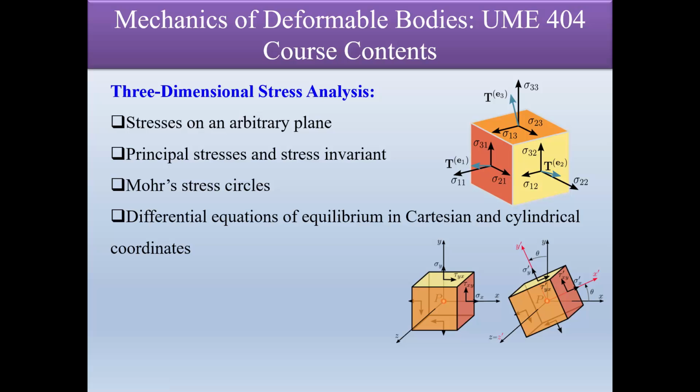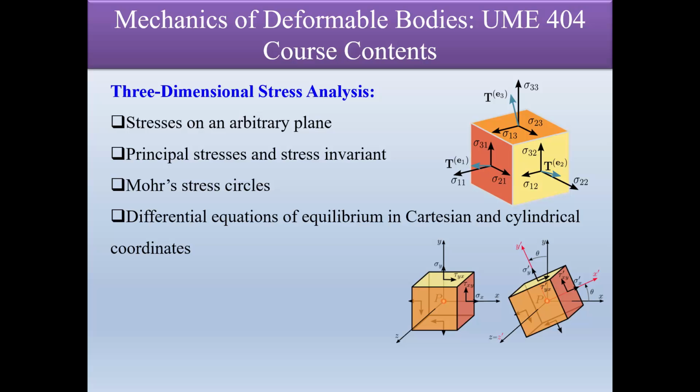And since we have to deal with Cartesian coordinates, and with components like curved bars, like crane hooks, we have to deal with the cylindrical coordinates as well. So we will derive the differential equations of equilibrium for Cartesian coordinates as well as cylindrical coordinates.